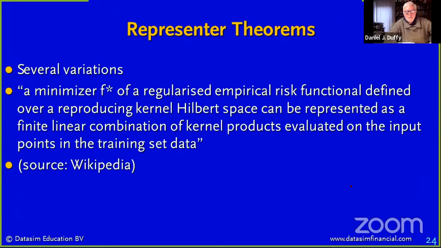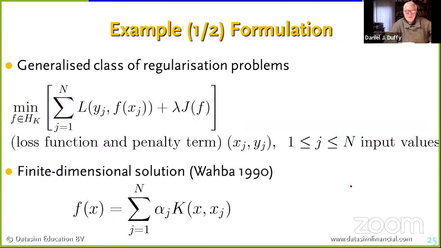We're talking about a minimizer of a function, some kind of risk functional. A reproducing kernel can be represented by a finite linear combination of kernel products evaluated across the training set data. So basically your solution will be a combination of a sum of kernels. Let me take my example. I've got two examples. Here's the first one. I'm taking this from the book by Hastie as well, but you see it documented in the literature on artificial neural networks ad nauseam without giving enough detail.